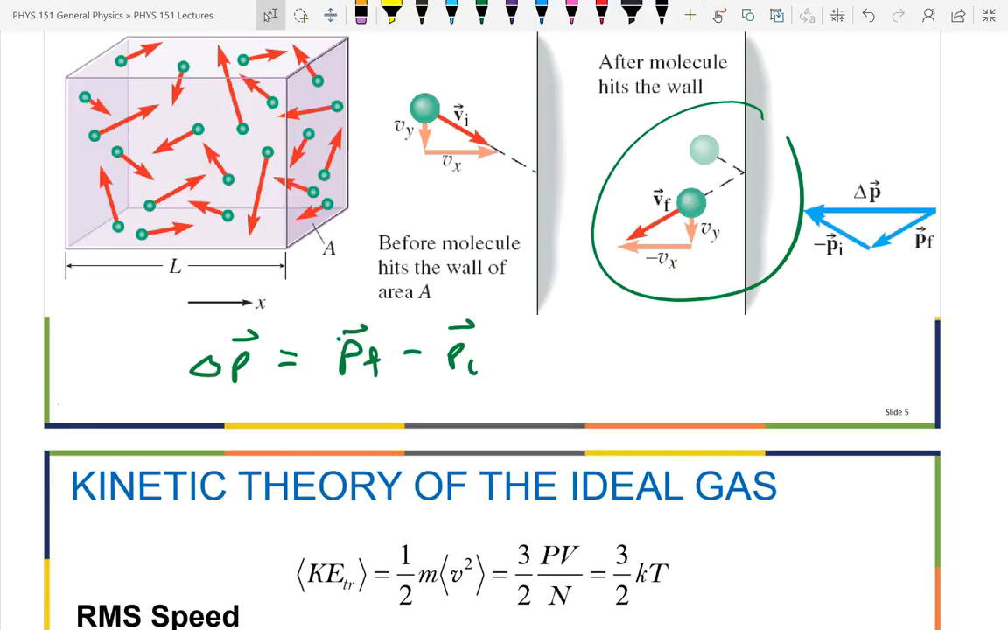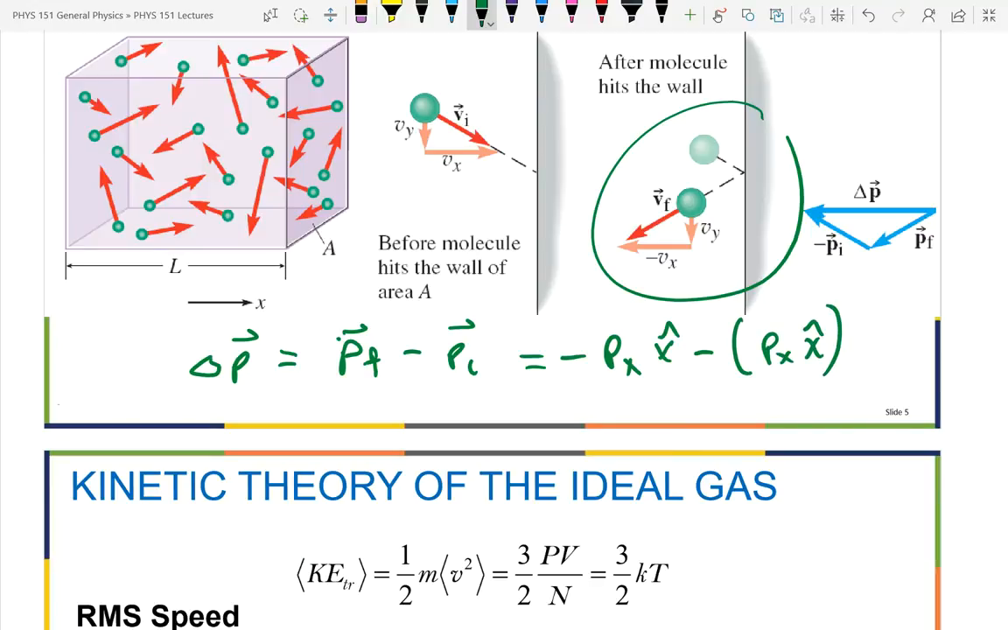So I'm going to have momentum final minus momentum initial equals, you start with momentum in the x direction going into the wall, so that's positive for the momentum in the x direction, comes out negative, your change is final minus initial. So in this case, it would be minus px in the x direction minus, and the initial was px in the x direction.